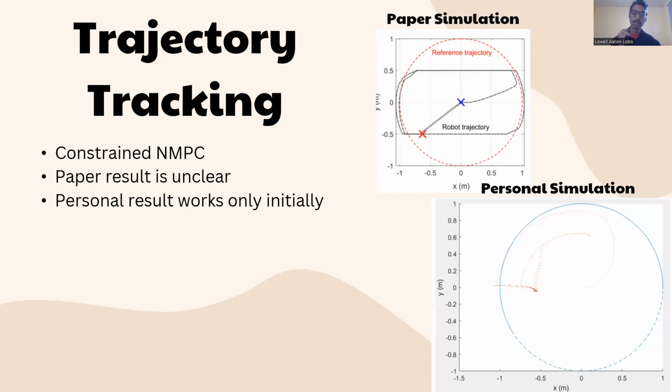Now, trajectory tracking, looking at the constrained model. Over here, the paper results are very unclear. Logically, it should be possible to go through the whole circle, but for some reason the paper shows the Y value going up to 0.5 and just cutting off in between. No added information has been provided in the paper, just this one image, so it's not easy to infer.